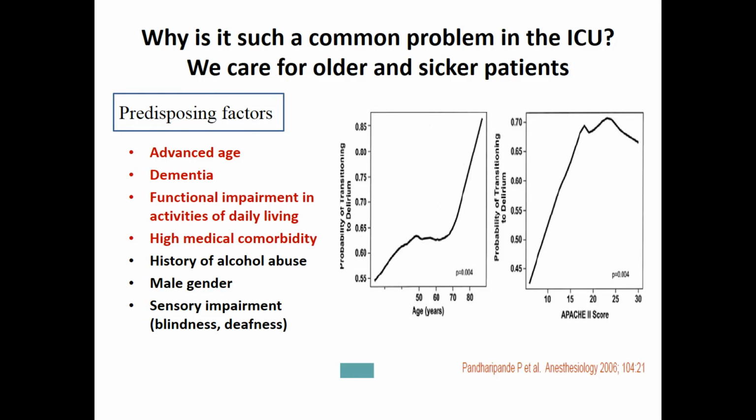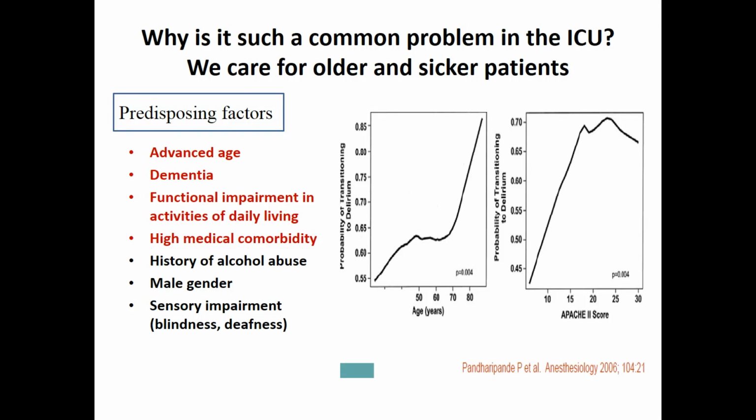The other predisposing factors, things like functional impairment, a history of alcohol use, so that's important. Patients who are actively drinking may be more likely to withdraw from alcohol. Patients who stop drinking alcohol are at higher risk for developing non-alcohol related forms of ICU delirium. And male gender and sensory impairment also are predisposing factors.